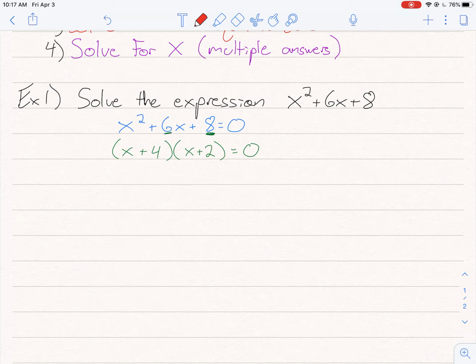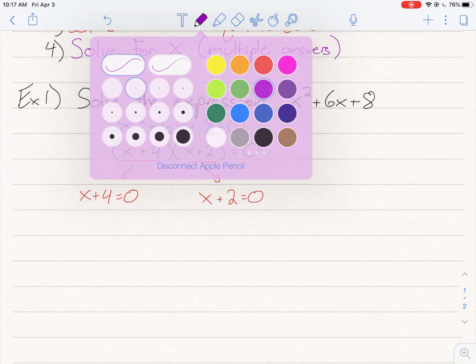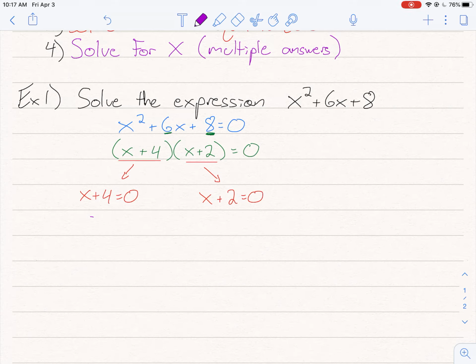The next thing that we want to do is take each factor and set it equal to 0. So what that means is that this part over here, I'm going to set that equal to 0. And I'm going to take the second factor here, and I'm going to set that equal to 0. And then we're going to go ahead and solve each of those for x. So I'm going to subtract 4 on both sides. So I get x is equal to negative 4. And then when I subtract 2 over here, I get x is equal to negative 2.